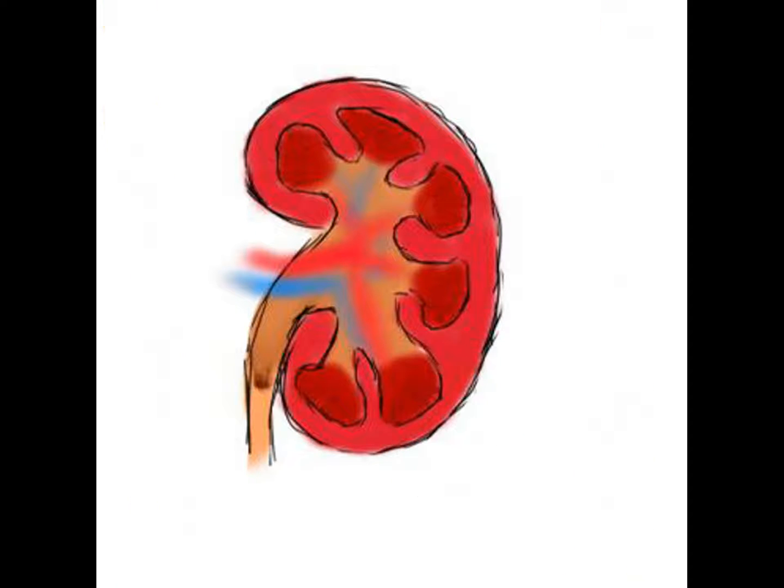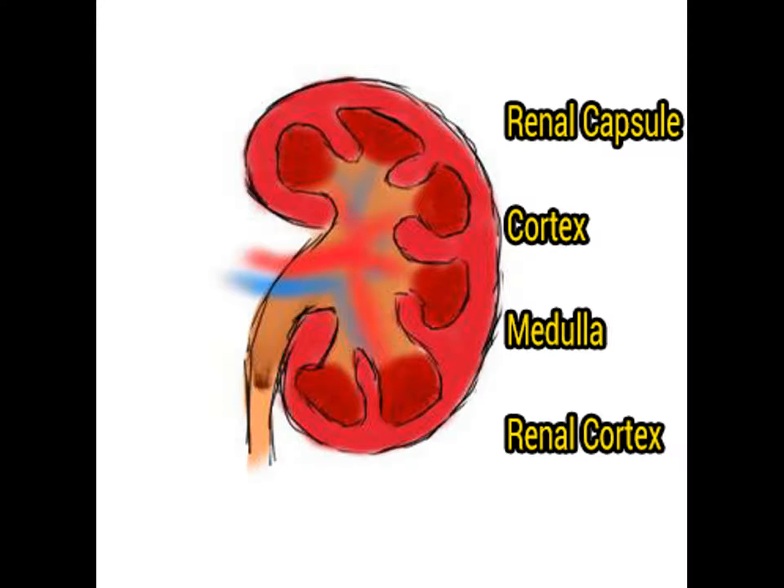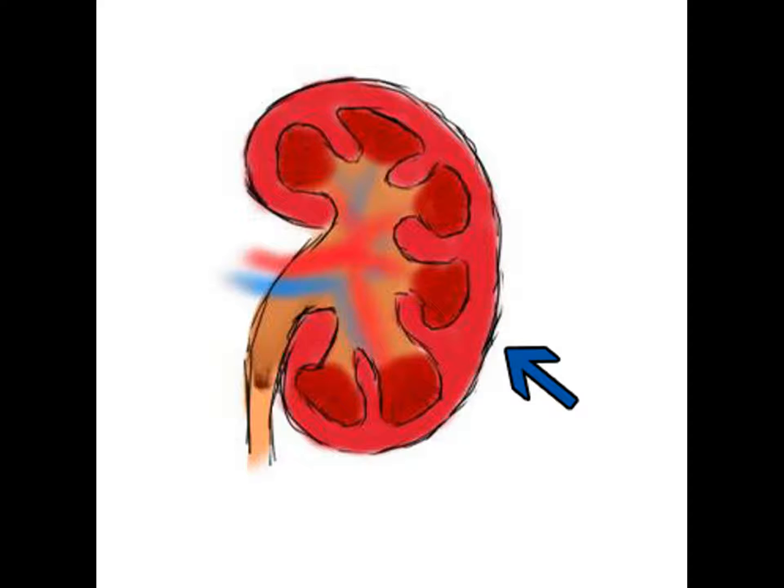The following parts make up your kidneys: the renal capsule, cortex, medulla, and renal pelvis. If you were to cut a kidney in half, those are the parts you would see. The renal capsule is a thin outer membrane that helps protect the kidney. The cortex is a lightly colored outer region. The medulla is the dark reddish-brown inner region, and the renal pelvis is a flat and funnel-shaped cavity that collects the urine into the ureters.